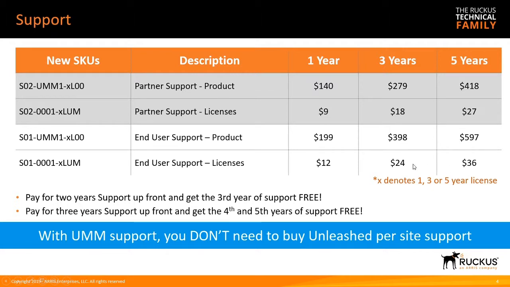The 3 year is pay for 2 years, get one for free. The 5 year is pay for 3 years and get the fourth and fifth for free. This is probably the most important note: normally in an Unleashed environment, you're required to buy a per site support license. If you're using Unleashed Multisite Manager, you no longer need to buy that per site license, and we'll see how that pans out.